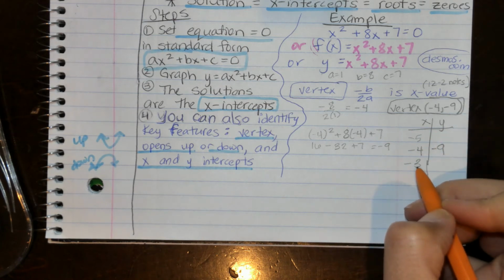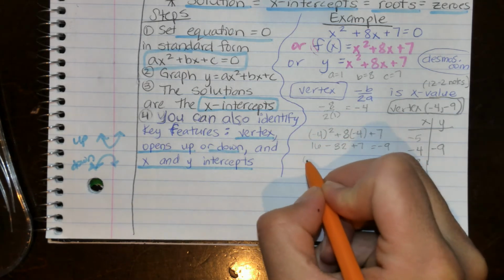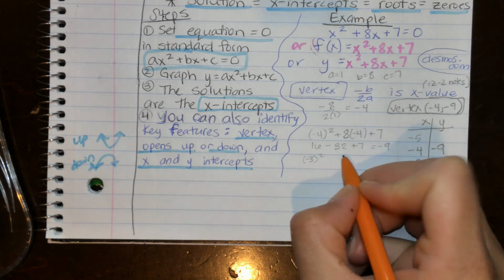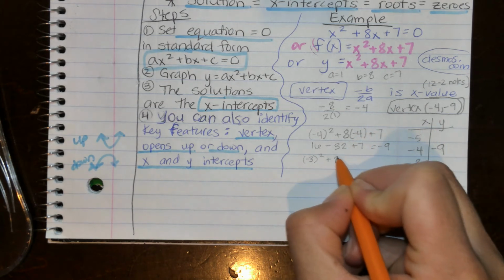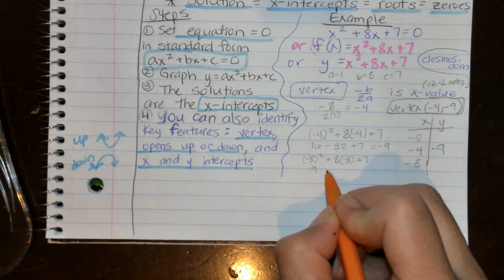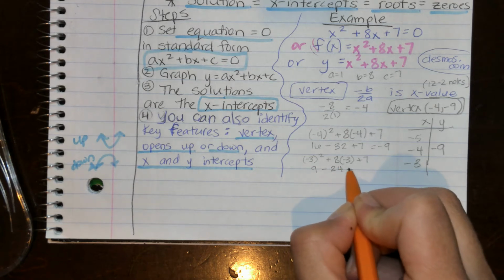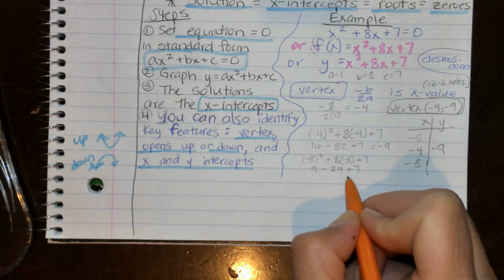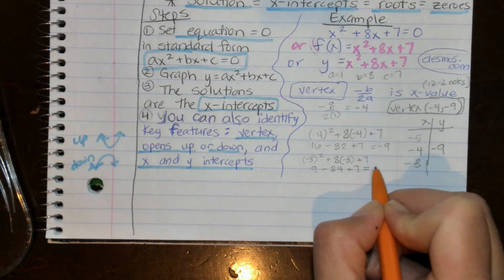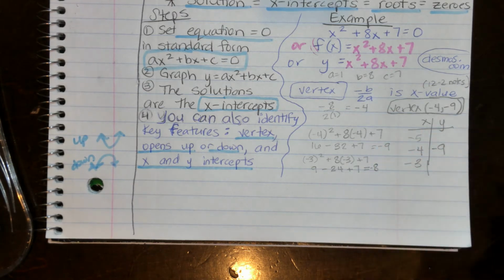I'll substitute in negative 3, and I'm going to try to do it kind of mentally. I haven't worked it out yet, so I might make a mistake. So actually, I'm going to write it down. Negative 3 squared plus 8 times negative 3 plus 7. So that's 9 minus 24 plus 7. So that would be negative 8, I believe. Let me double check that.